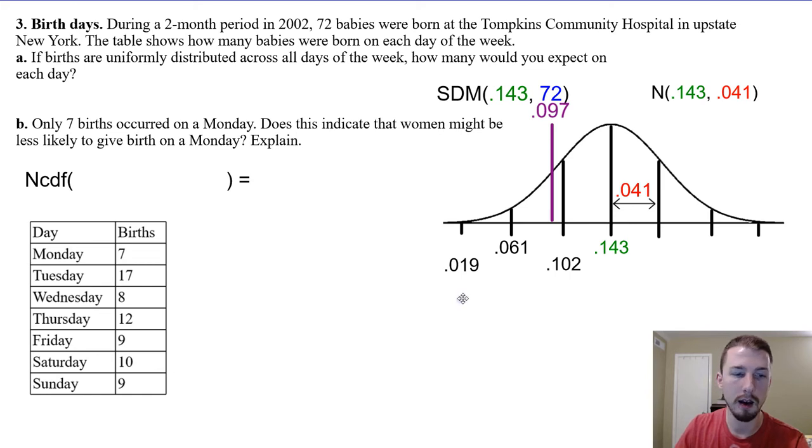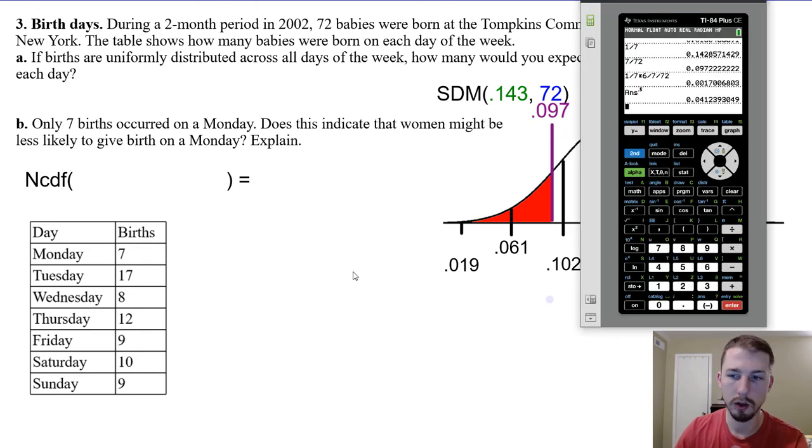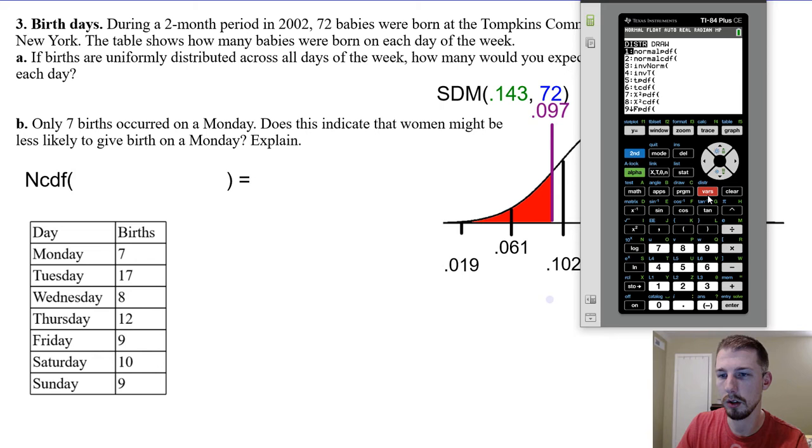So to find the area under the curve, to find out the probability of that actually occurring, I forgot to lock this in place apparently. To find that probability, we use the normal CDF, because this is a normal model. So I'm going to use the normal CDF. Second distribution under variables, normal CDF is the second option here.